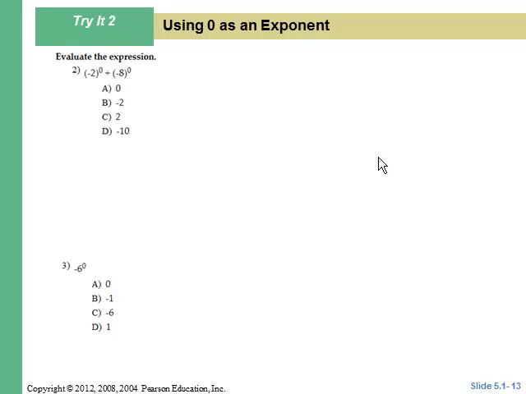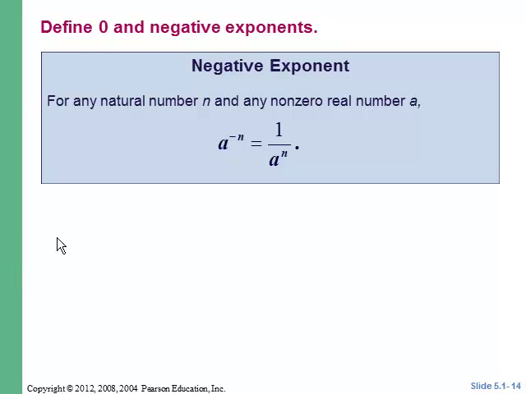How about these two? Negative 2 to the 0th is 1. Negative 8 to the 0th is 1. 1 and 1 is 2. So that's the correct answer. The opposite or negative of 6 to the 0th, 6 to the 0th is 1, with a negative out front makes it negative 1.